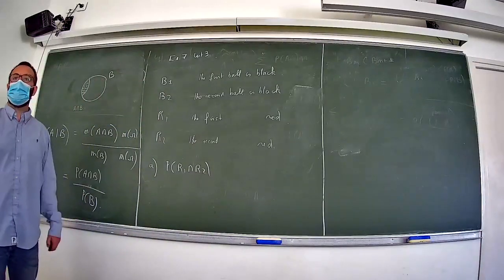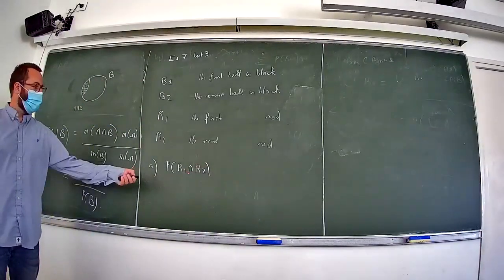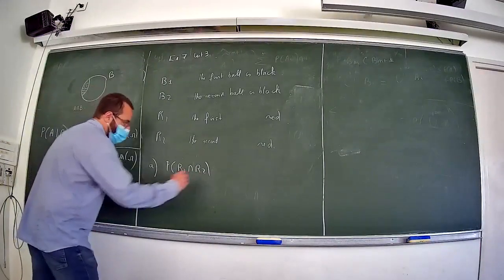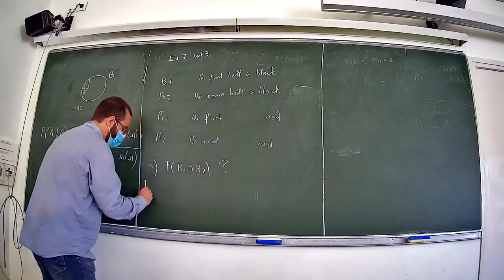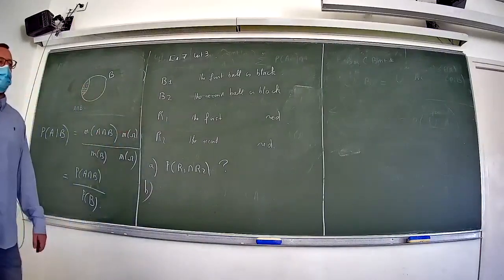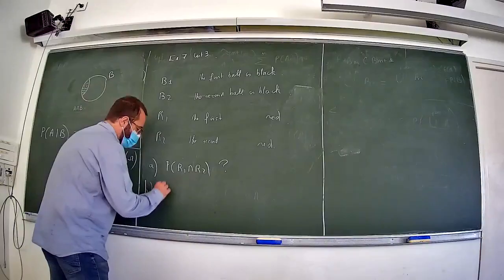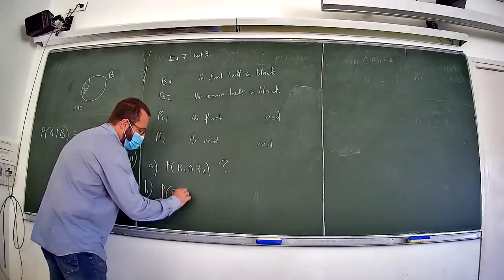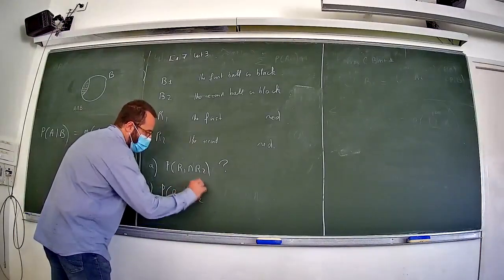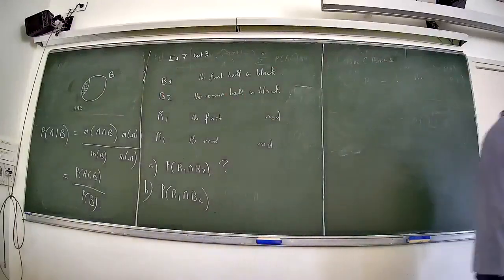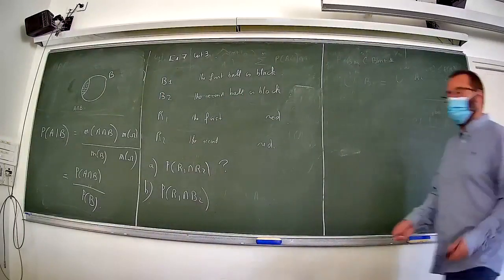First red, second red. Intersection, end. Okay? So it's what I want to compute. In the second case, I want to compute what? First red, second black. Okay? So it's what I want to compute in both situations.